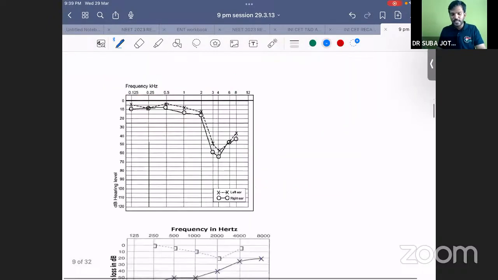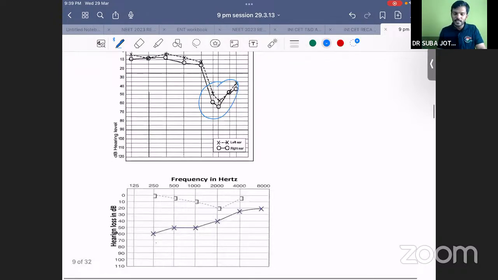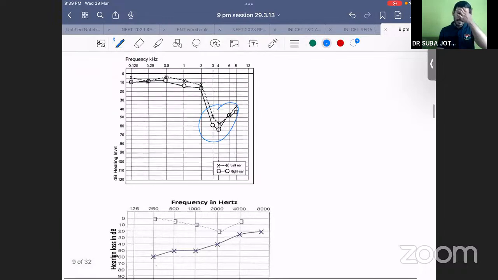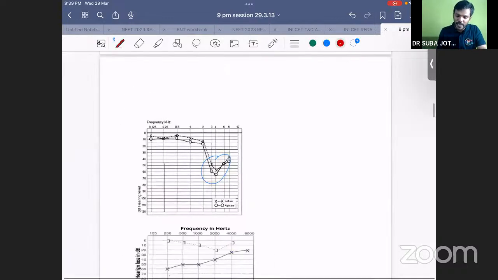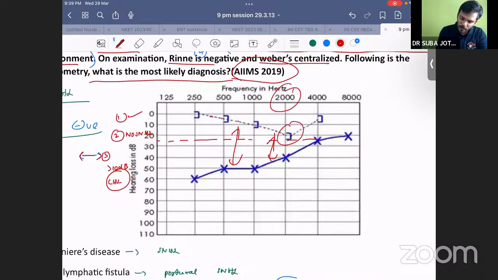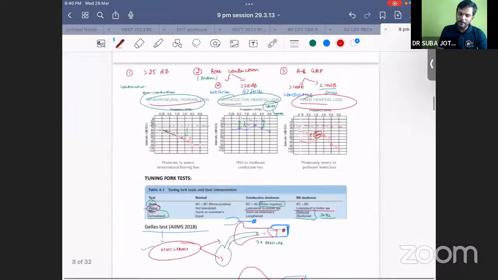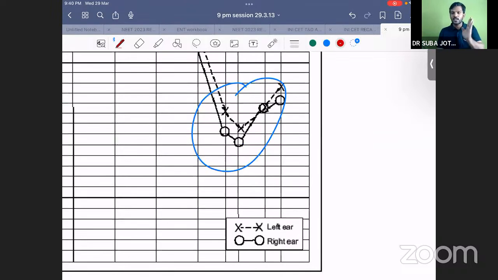Clear? Fine. So, spot diagnosis. What is this curve? Anyone, please answer. This is not a Carhart notch that we have seen. See, this question again has a Carhart notch. This 2000 Hertz dip in the bone conduction is Carhart notch. Whereas here, the dip is in both the bone conduction and air conduction.